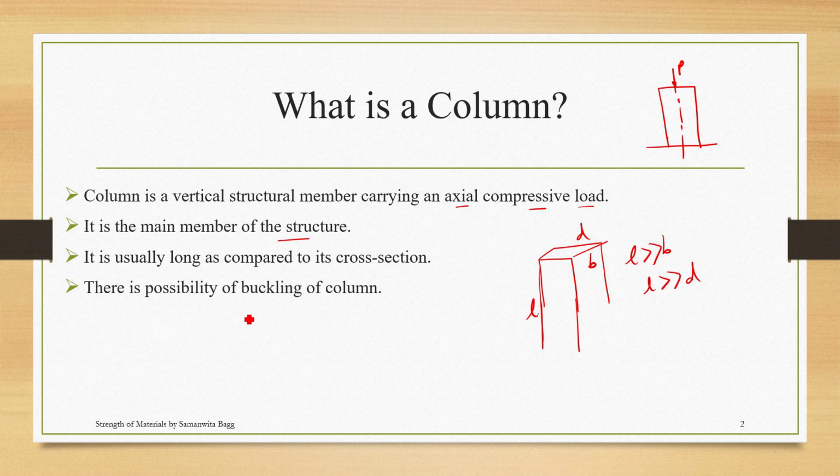There is a possibility of buckling of this column. So that's the reason why we are studying this. We want to study about these columns which get buckled or bent when a load is applied on them. Buckling is also called vertical bending of a member.